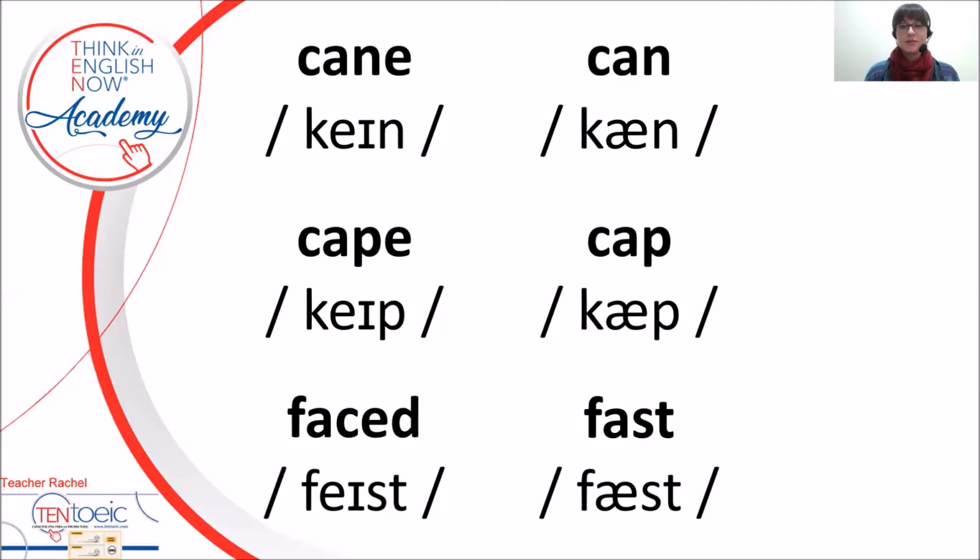Cape. This we might think of Superman, superheroes. They wear a cape in the back and it flies in the wind. So Superman wears a red cape. Cap. This is similar to the word hat, a baseball cap. So it's a small hat and then it comes out on the front, a baseball cap.